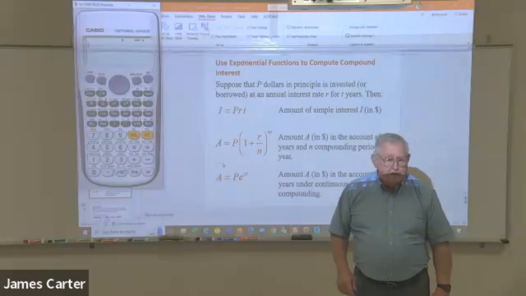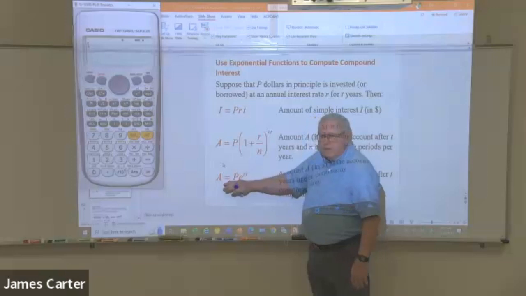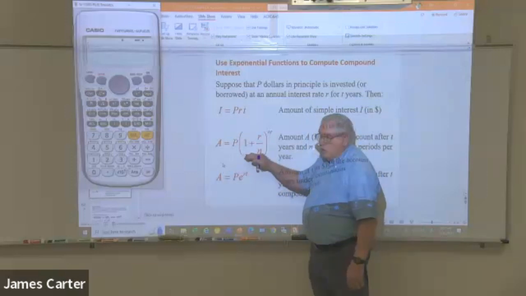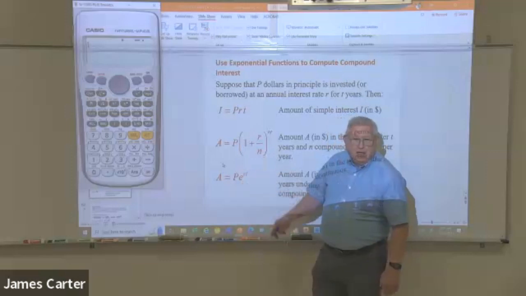And it does make a difference. Okay, this one will earn you more money than this one will with 365 compounding. It'll be a slight difference.